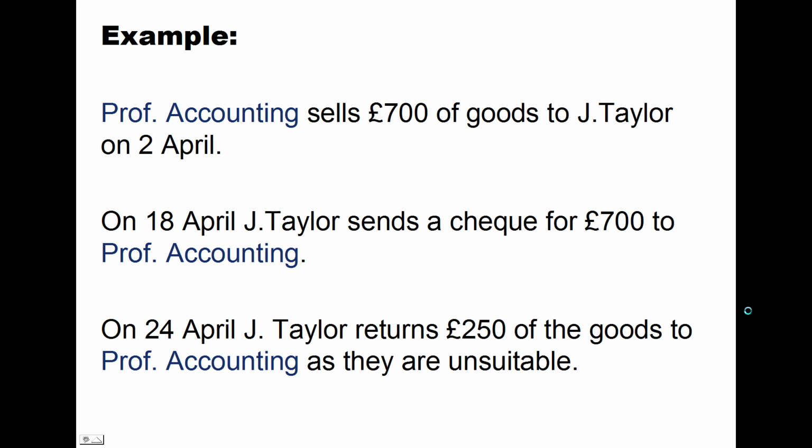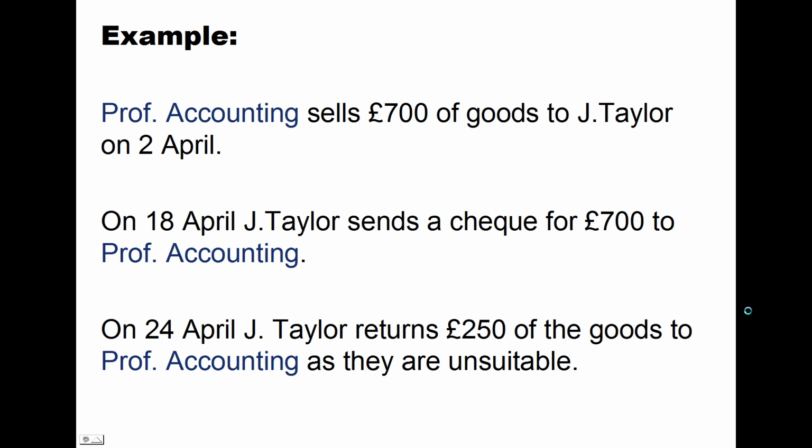Later in the month of April, J. Taylor pays for those goods, sending a cheque for £700, and then later in the same month, J. Taylor returns £250 of goods as they are unsuitable. So that's the information that I'm giving.